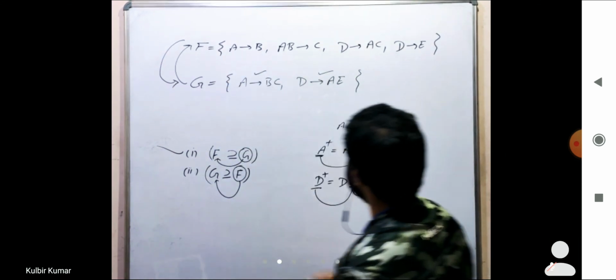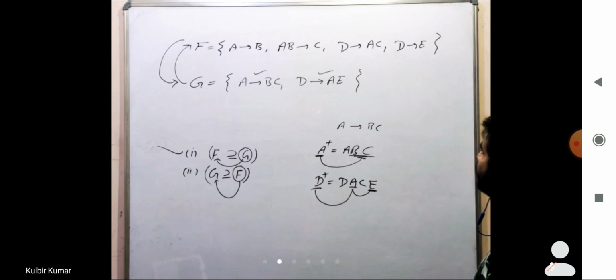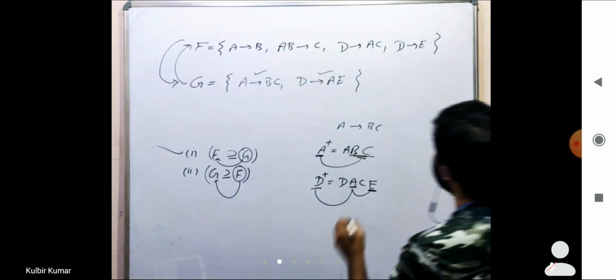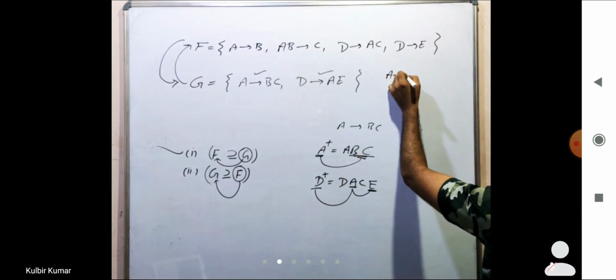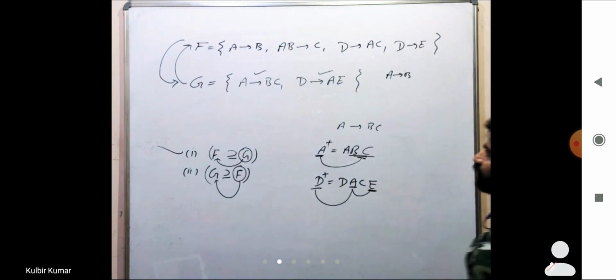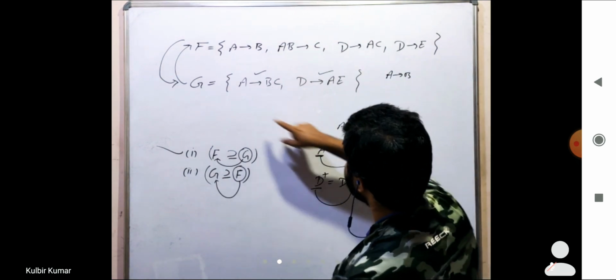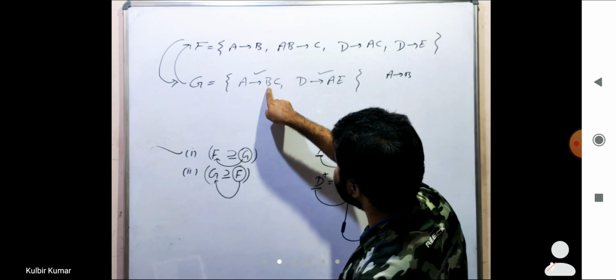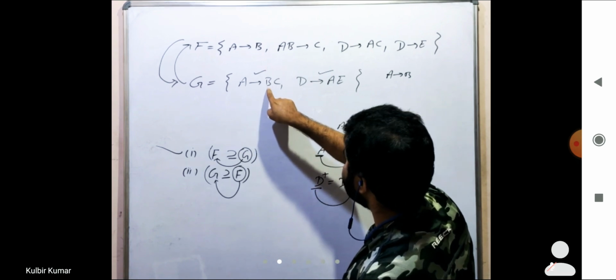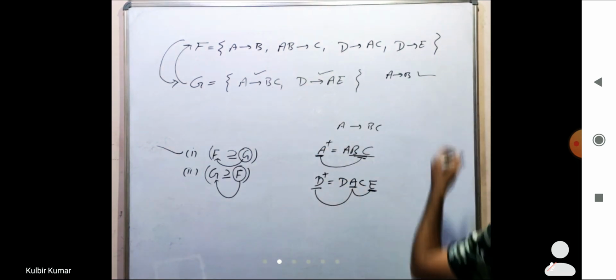A goes to B. Let's see, A goes to B. It is implying or not? A goes to B. It is implying or not? So directly it is A goes to B. Yes, A goes to B. Imply कर रहा है ना? Yes, definitely implying.